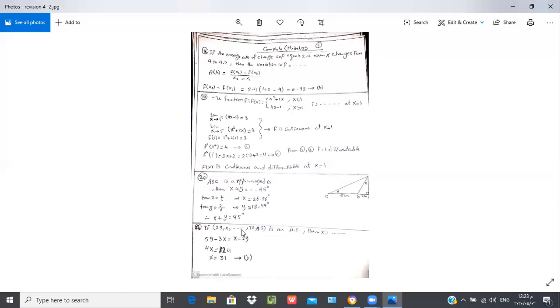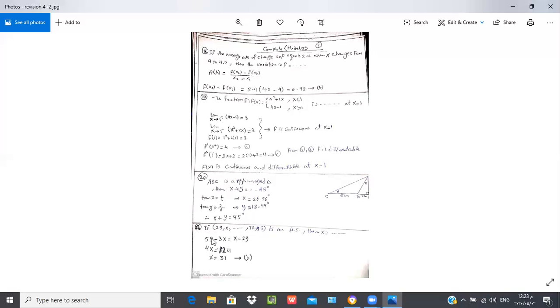Here, he gives you that if 29x and spaces and 2x and 95 is an arithmetic sequence, then x equals what? You know that if this is an arithmetic sequence, so the difference between any two consecutive terms is constant. So here, this is not 59, by the way. I wrote it wrong. It's 95.